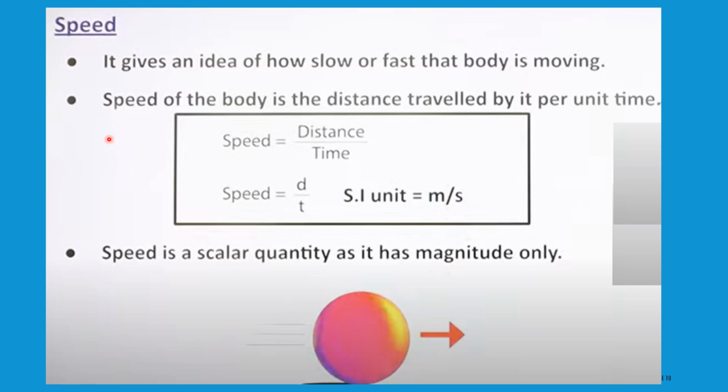Speed of a body is the distance traveled by it per unit time. If a body covers a certain distance per unit time, we consider it as speed. Therefore, speed is equal to distance divided by time, that is, speed equals distance d divided by time t. The SI unit of speed is meter per second. Speed is a scalar quantity because it has only magnitude.